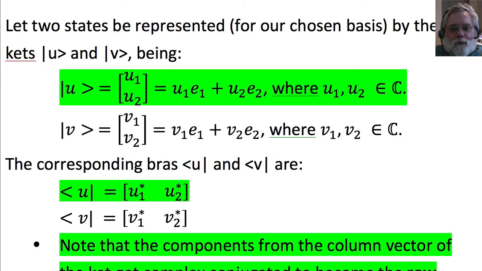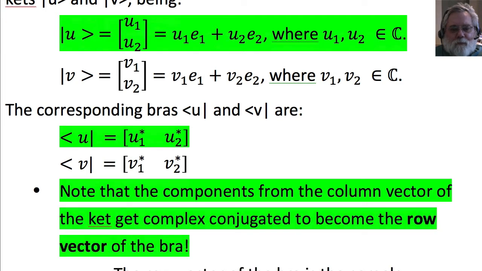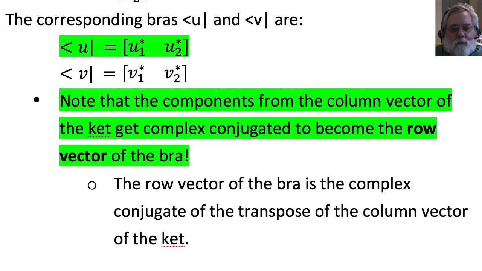Note that the components from the column vector of the ket get complex conjugated to become the row vector of the bra. The row vector of the bra is the complex conjugate of the transpose of the column vector of the ket. The transpose turned the column vector into a row vector, and then we complex conjugated it to get the bra.